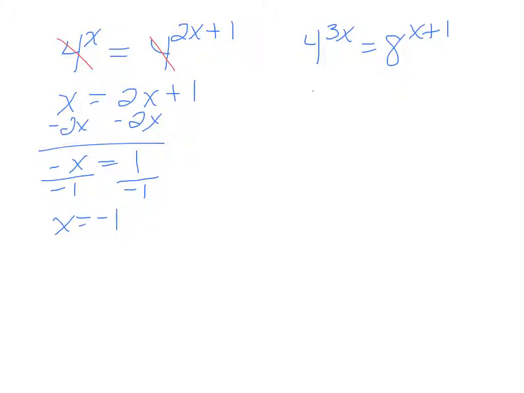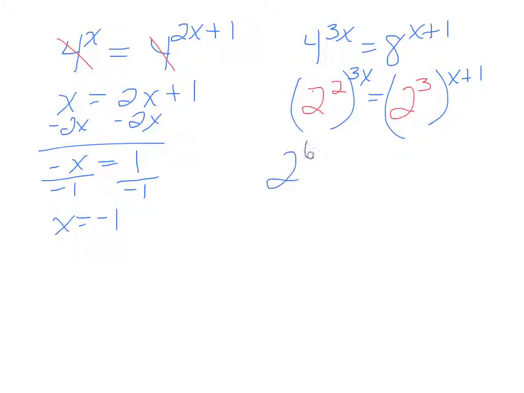2 squared is 4, and 2 cubed is 8. All I'm doing right now is rewriting the bases of 4 and 8. Those are still being raised to the original exponents. So now I've got the power to a power rule. So now I have 2 to the 6x equals 2 to the 3x plus 3, because when you multiply one thing by many, it's the distributive property.